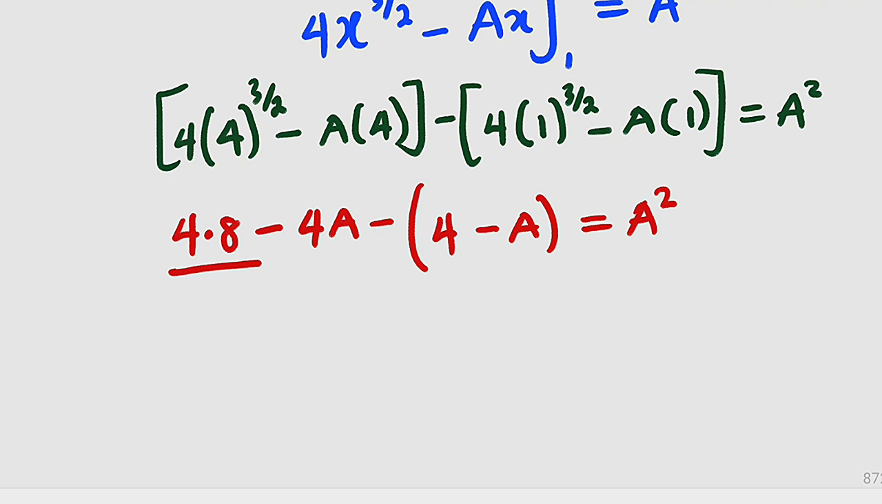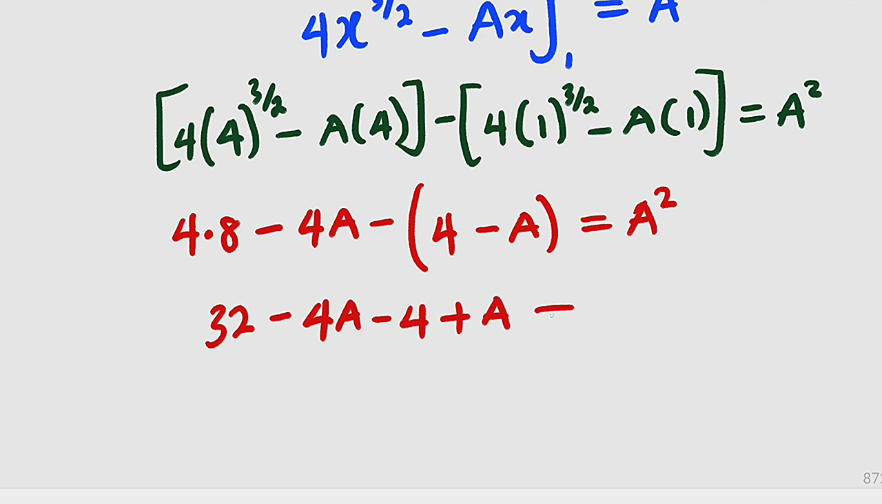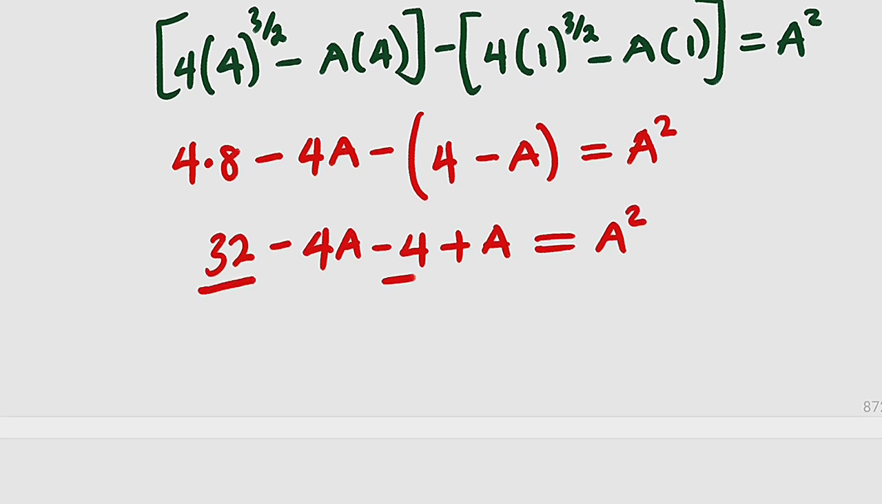4 times 8 is 32. So we have 32 here. We have minus 4a. You distribute this negative sign into the bracket. We have minus 4 plus a. And this is equal to a squared. 32 minus 4 is 28. So we have 28. Negative 4a plus a is negative 3a. Negative 3a. And this is equal to a squared.